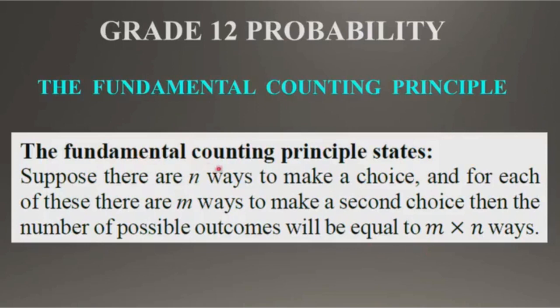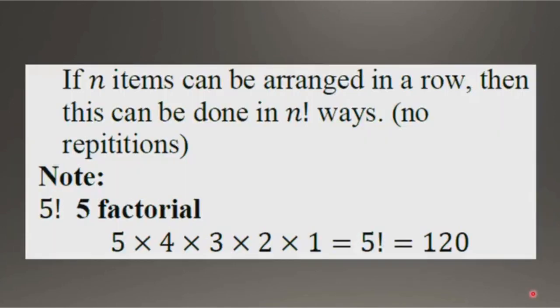The fundamental counting principle states, suppose there are n ways to make a choice, and for each of these there are m ways to make a second choice. Then the number of possible outcomes will equal m multiplied by n ways. Now, that's a lot of words. Let's look at this as an example.